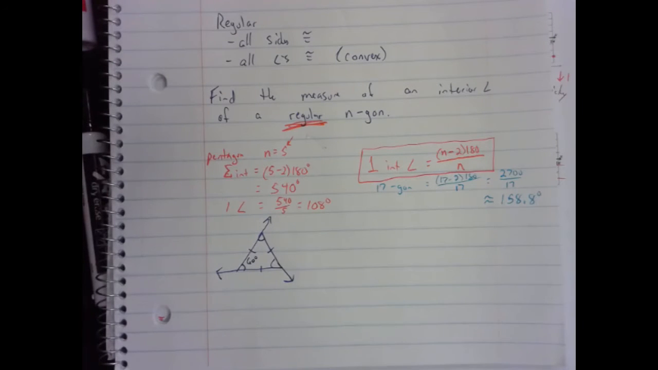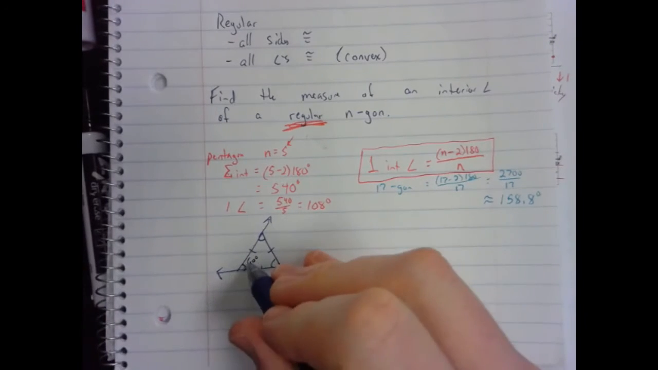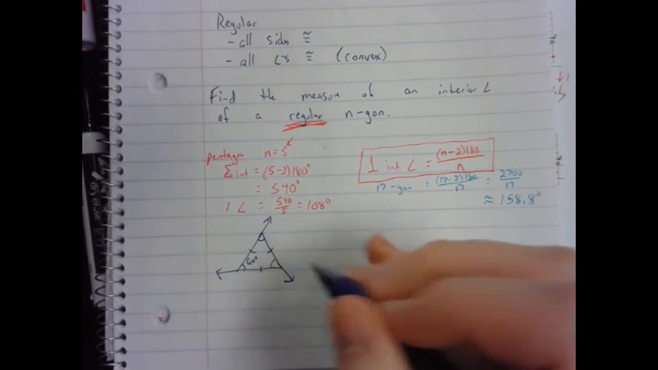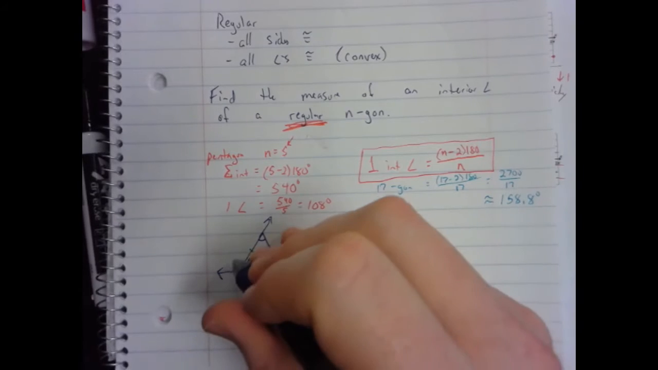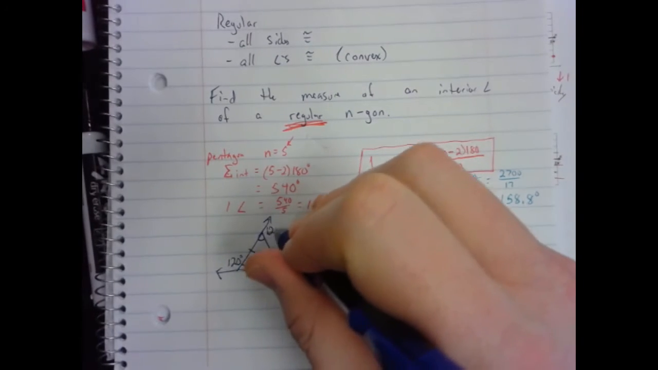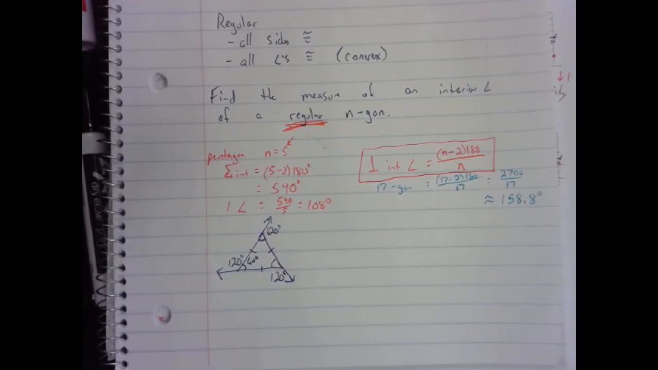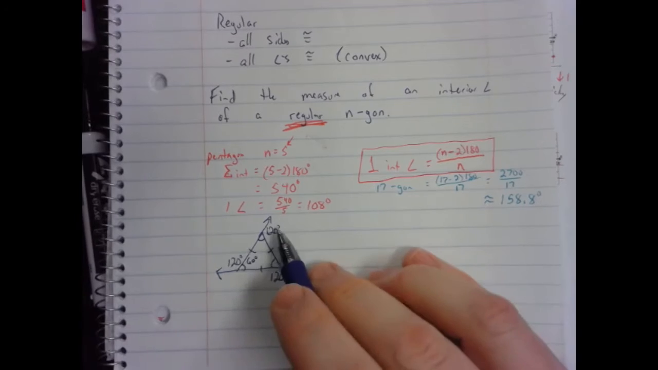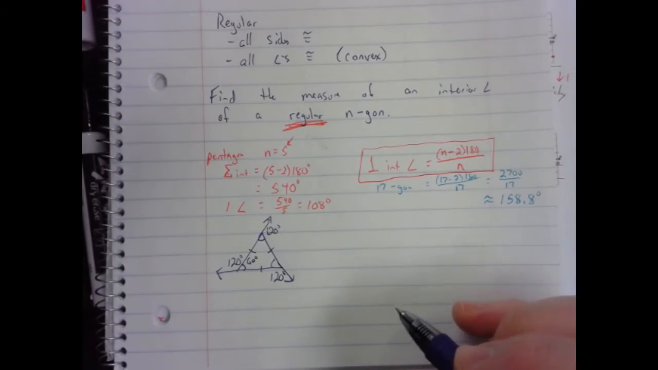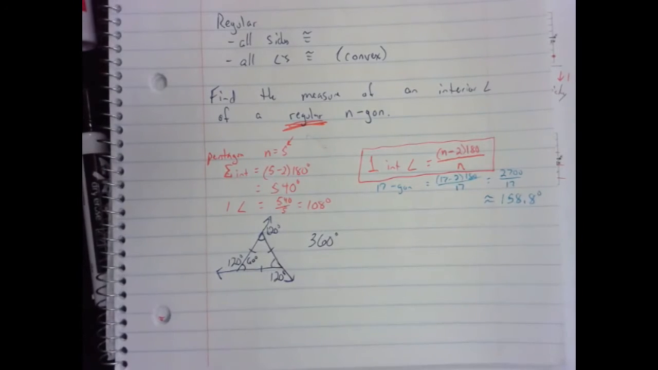Now if I take a look, I should be able to figure out what the angle is right next to it, the exterior angle, right? Because the interior and the exterior angle will always make a linear pair. So if this is 60, the angle right next to it has to be 120 degrees. So all of these angles are 120 degrees. So what do the three exterior angles add up to? Well, 120 plus 120 plus 120 is 360 degrees.